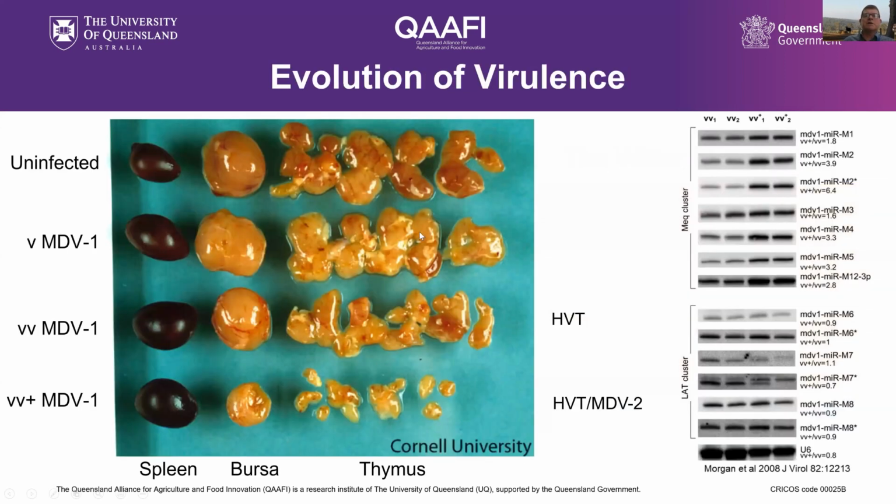So this is another demonstration of this evolution of the virulence of these MDV strains. You can see here the impacts of the different virulence types. I'm just going to move the Zoom window out of the way so I can see the slides. We can see the impact on the organs of the birds which are affected by the viruses and really associated with the severe immunosuppression. So, of course, associated with that was trying to understand what was the molecular basis for this virulence.